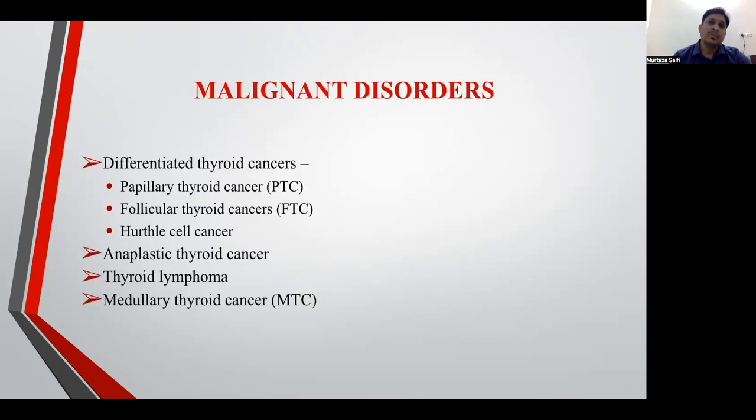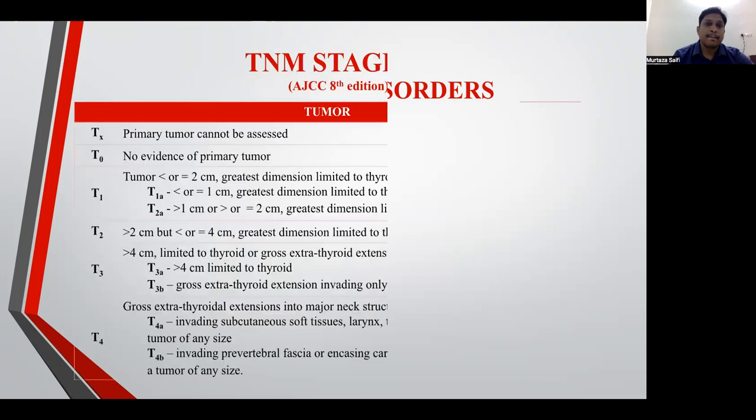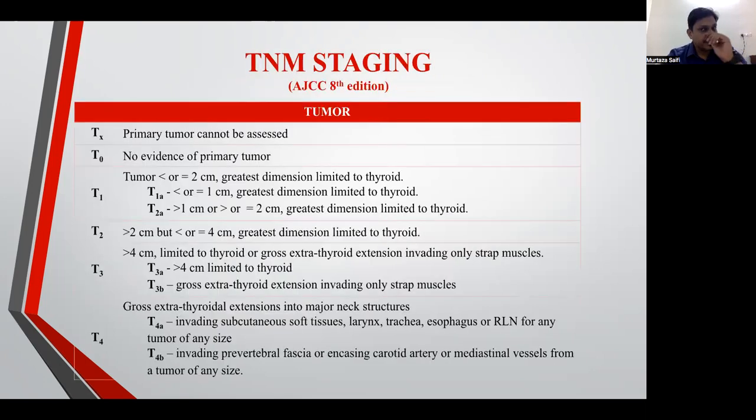Then come to the malignant disorders. Differentiated thyroid cancers are well differentiated: papillary thyroid cancer, follicular thyroid cancer, then Hurthle cell cancers. So anaplastic thyroid cancers are also there. Thyroid lymphoma and medullary thyroid cancers are also there. Now, TNM staging.